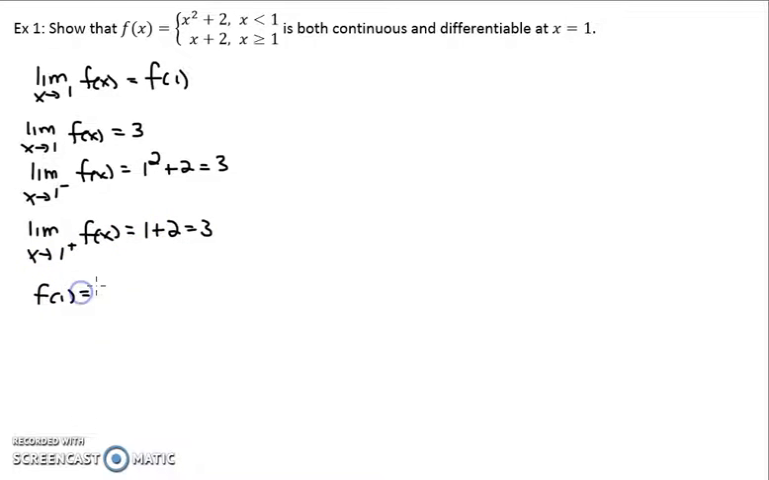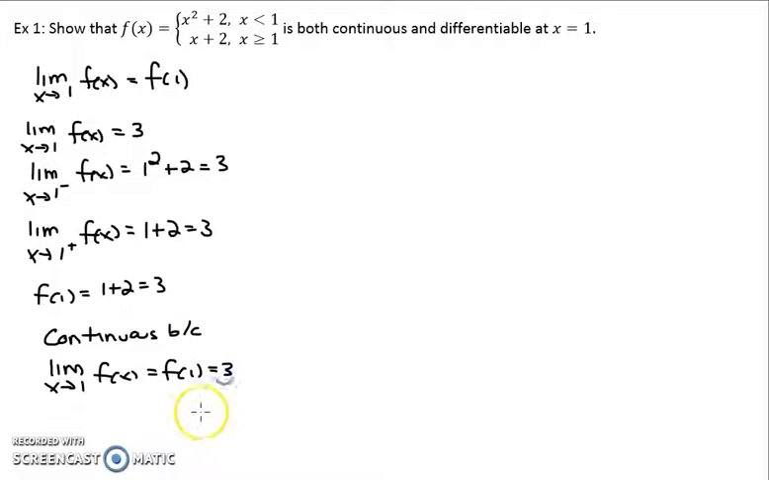F of 1, we're going to use the bottom piece because that's the "or equal to," so that's 1 plus 2 equals 3. So we're going to say it's going to be continuous because the limit as x approaches 1 of f of x equals f of 1, which is 3, both of those things equal 3. So this would be our justification on an AP exam for continuous. So we've shown that part, and differentiable.